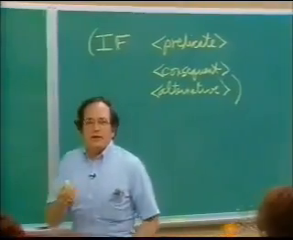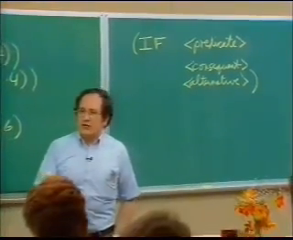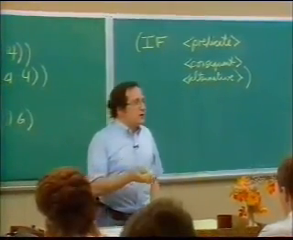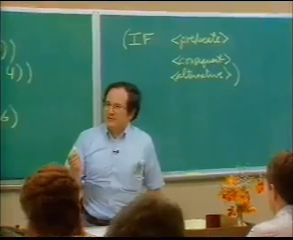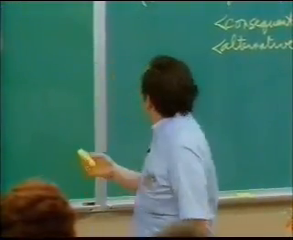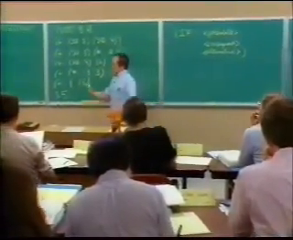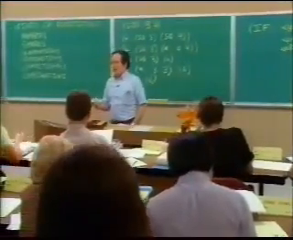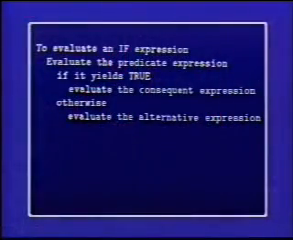It's important, by the way, to get names for the parts of things, or the parts of expressions. One of the things that every sorcerer will tell you is if you have the name of a spirit, you have power over it. So you have to learn these names so that we can discuss these things. Okay? So here we have a predicate, a consequent, and an alternative. And using such words, we see that for an if expression, you evaluate the predicate expression. If that yields true, then you go on to evaluate the consequent. Otherwise, you evaluate the alternative expression.